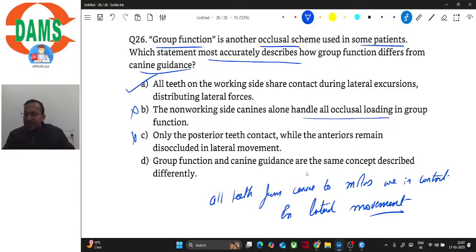Group function and canine guidance have the same concept. Again, this is incorrect because they are different concepts. In canine guidance, only the canines will contact. In group function, all the posteriors along with the canines will contact. Right? So this was all for today.